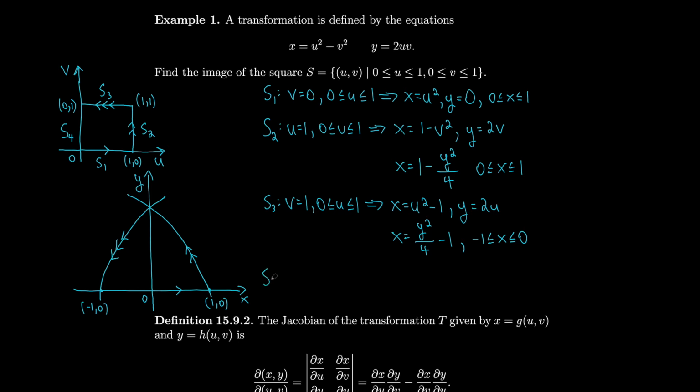Okay, last but not least, we'll do S4. And S4 is this segment over here where it looks like u is constant 0 and v goes between 0 and 1. So similar to S1, this means that x is minus v squared, y is 0 again, and this means that x goes between minus 1 and 0. So that's just this last remaining piece, which is nice, all fits together. So that's what we get when we map S4. So we can call this S, and we can call this R, our region in the XY plane.